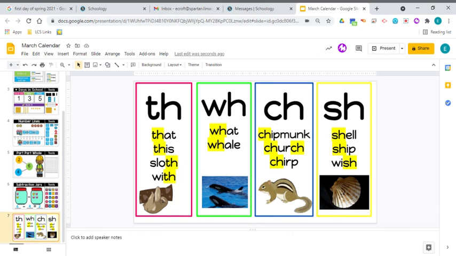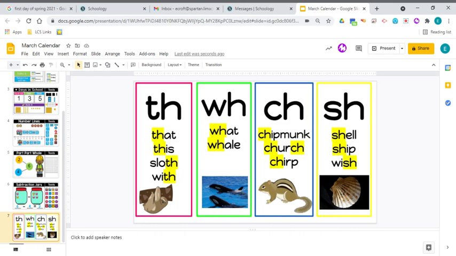All right, let's review very quickly your digraphs. TH says th, like in this or in at the end of slaw. WH says w, like in whale. CH says ch, like in chipmunk. And SH says sh, like in shell.